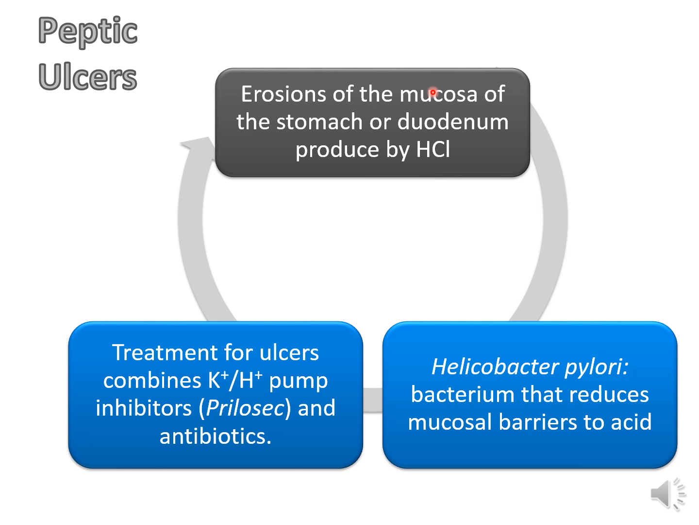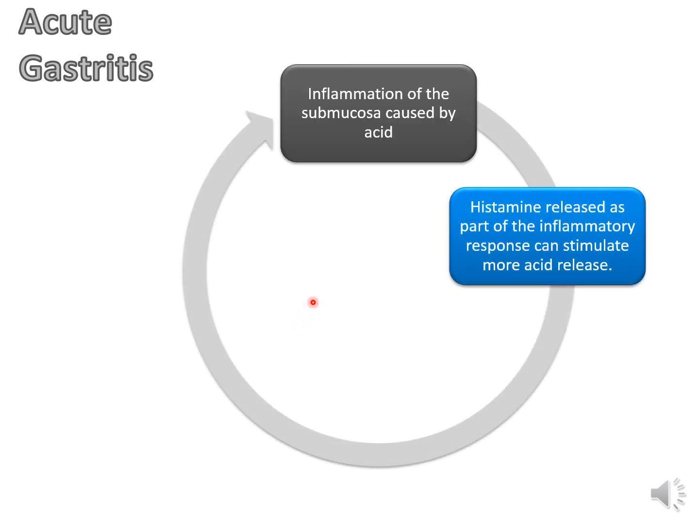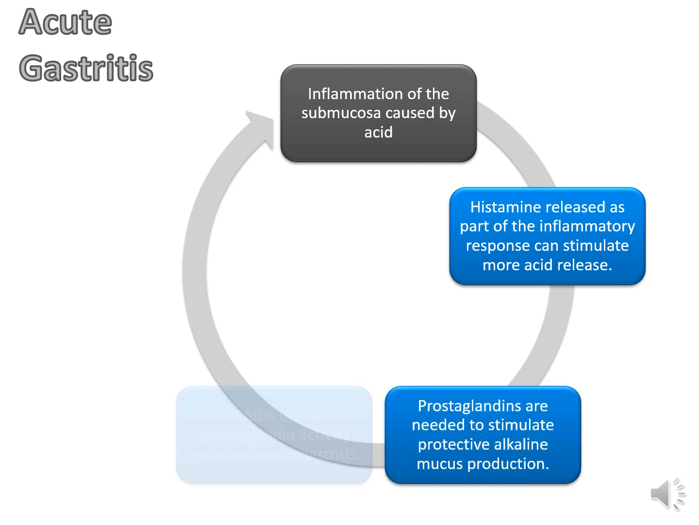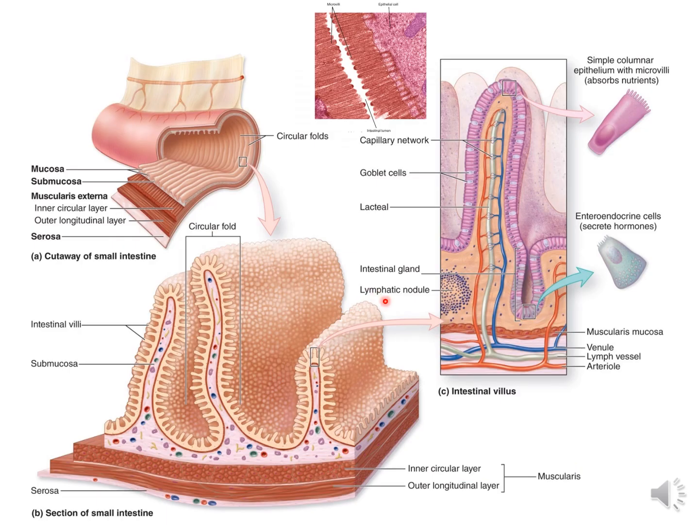So peptic ulcers are fairly common. They are caused by an erosion of the mucosa, either by the hydrochloric acid or bacterial infection, which reduces the mucus so that the acid can get through more easily. So you can either treat it with antibiotics or you can try and prevent the hydrochloric acid, and that's what Prilosec does. Gastritis is an inflammation of the submucosa, which is underneath those more durable cells. That's all I'm going to say about that.